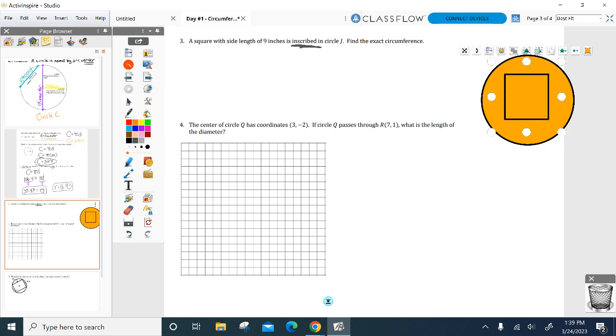It is inside, but that's not inscribed. What's got to happen? Vertices have to touch it. Correct. All right, so here we go. I got the square inscribed in the circle, so the vertices must be touching.